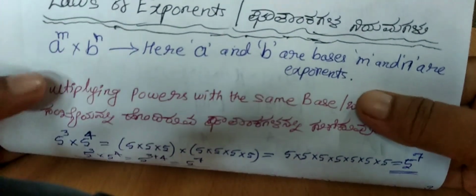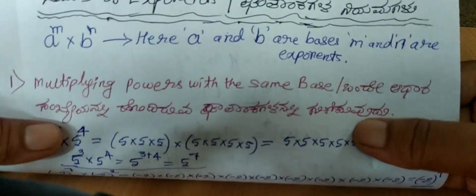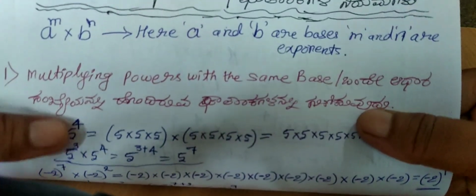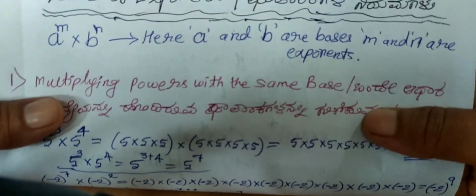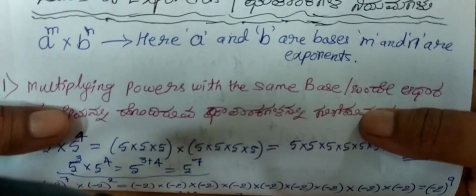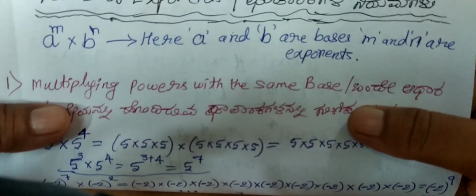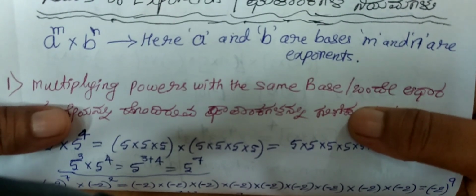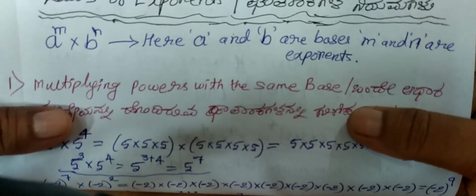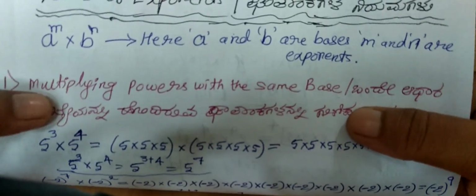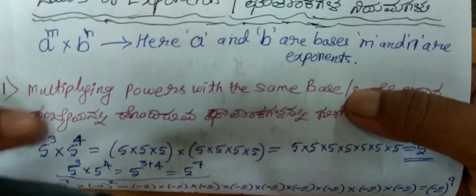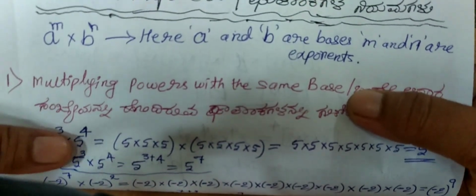Here, check here. First thing we will take is when same bases with different power numbers or exponent numbers are multiplied. Multiplying powers with same base we will do.